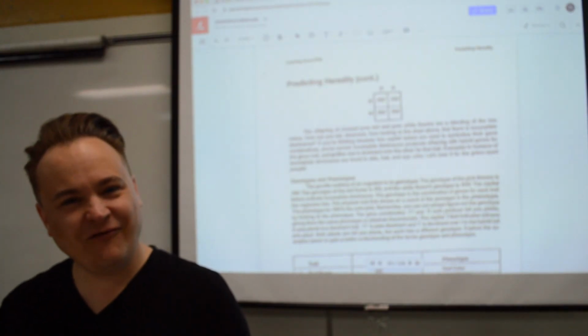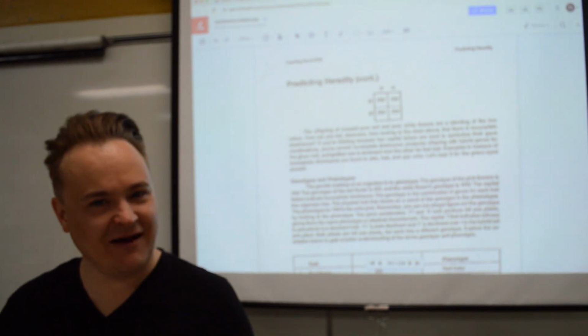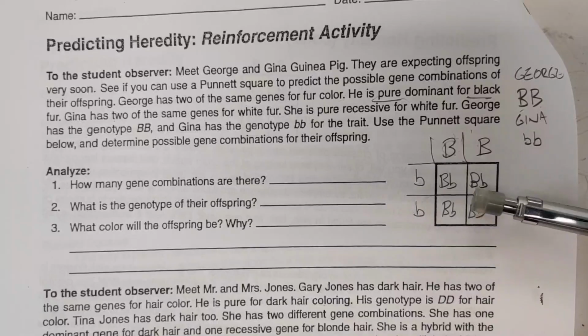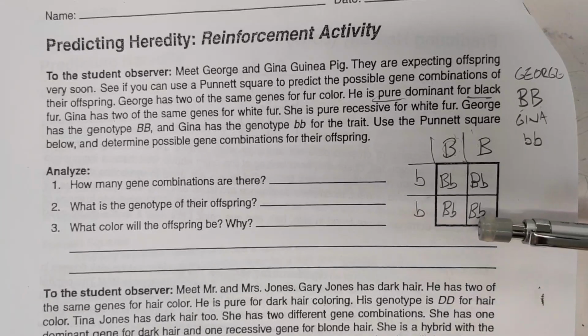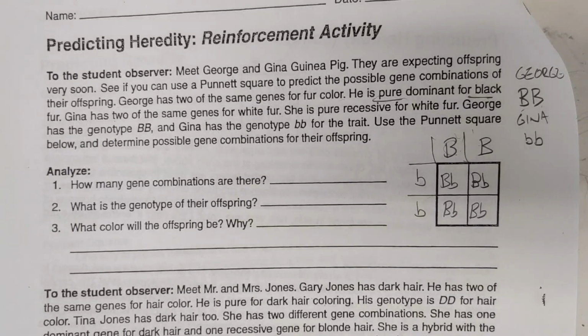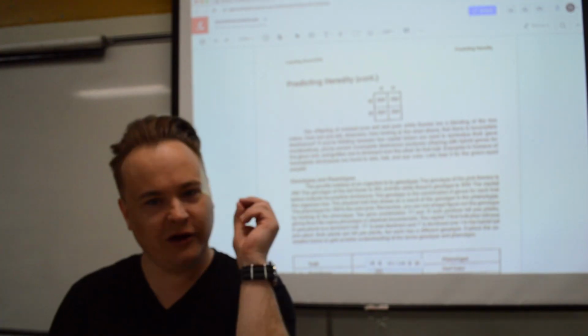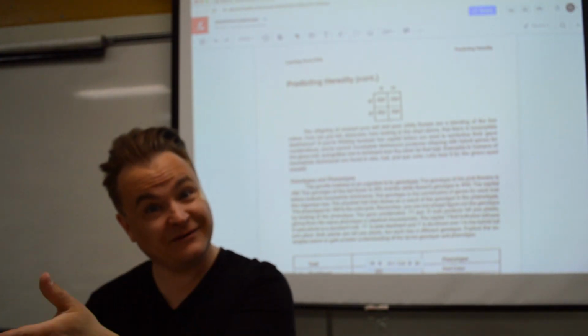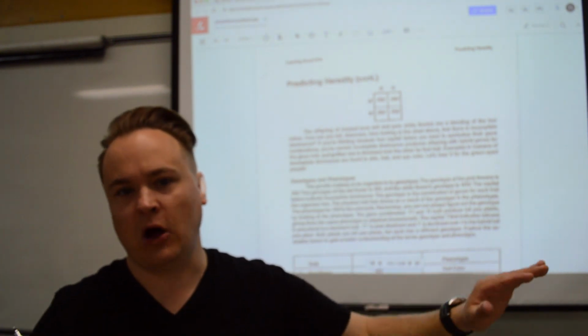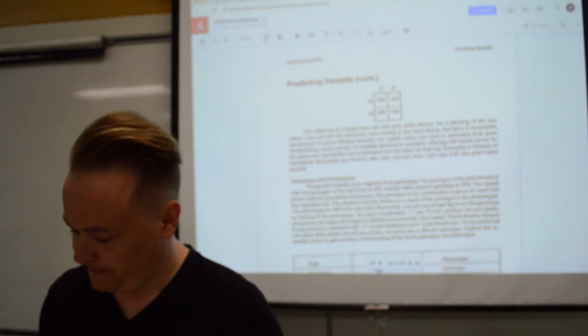Whoa! Every one of those kids is going to have some kind of in-between black hair version because that big B takes over in every single combination that George and Gina can make. This should be making a little bit more sense right now, but if you're still lost, don't worry. You're going to be getting lots of practice, and then we're going to be doing slides in the next lesson explaining the Punnett square process a lot more, so don't worry.